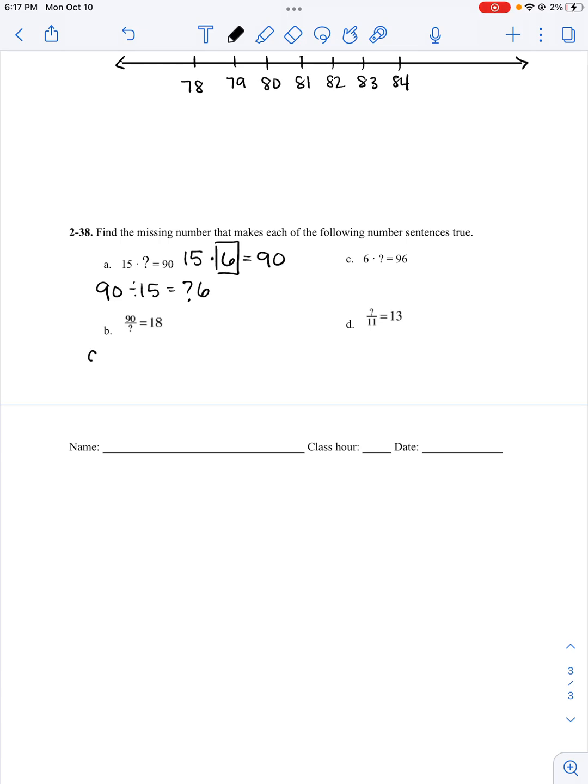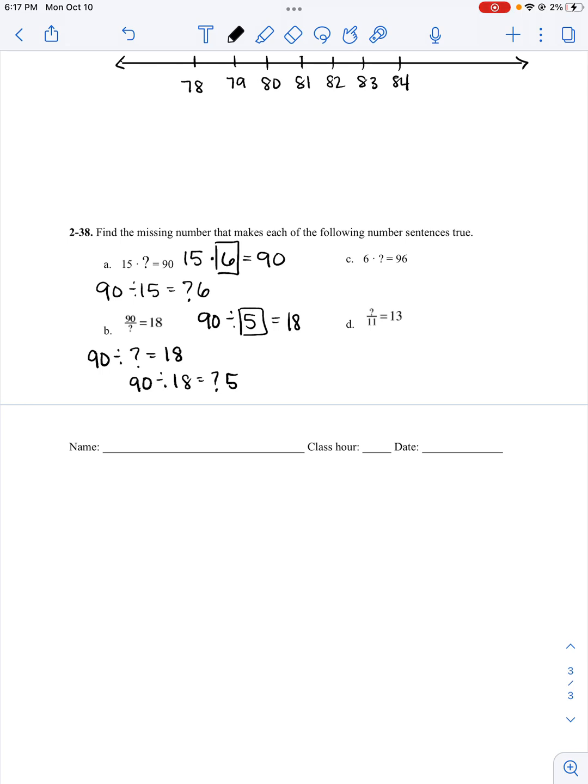Part B, this is saying 90 divided by a number equals 18. Well, if I take 90 and I divide it by 18, I'm going to also find that number, because 18 times that number is 90. So 90 divided by 18 is 5. So 90 divided by 5 equals 18.